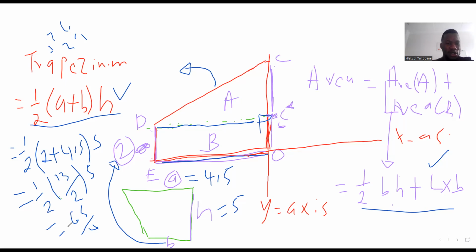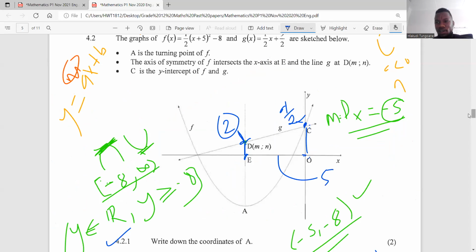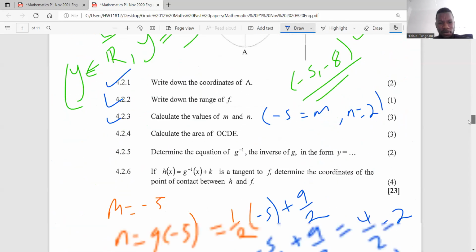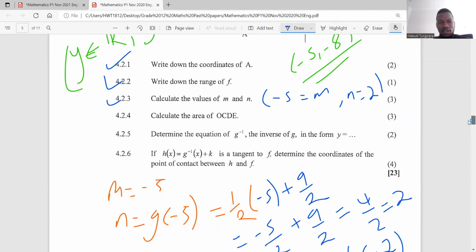But remember, you need to write your area in terms of what? Unit squared. So that would be the area of that region there. Okay. Yeah, I think that brings the end to our first quadratic question. Okay, no, there was another part here. There were 2 parts left.